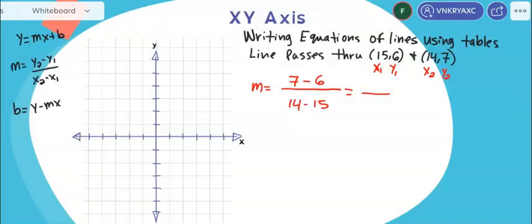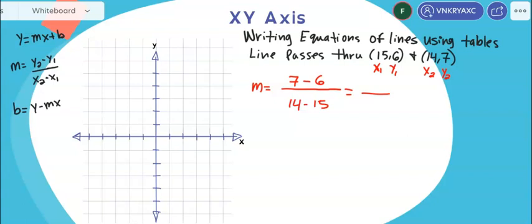Once again. And today in this lesson, we're going to be writing equations of lines using tables, especially when a line passes through these 2 points, (15, 6) and (14, 7). So first off, we're going to start off finding the slope.